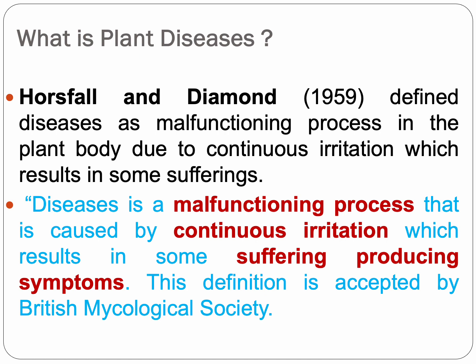So, to define the word disease, if we remember the words marked with red color, that is malfunctioning process, continuous irritation, and suffering producing symptom, then it will become very easy to define the word disease.